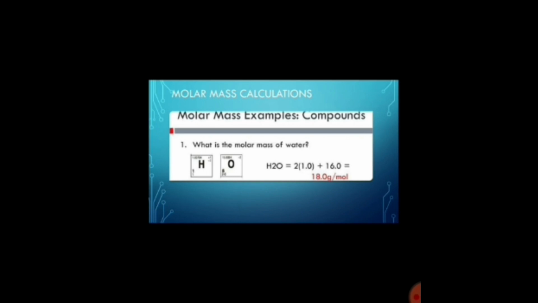This is one more example. Molar mass of water molecule. How do we calculate the molar mass of water molecule? You know that this is a triatomic molecule. You have learnt already. There are 2 hydrogen atoms and 1 oxygen atom. What is the molar mass of hydrogen? 1. So 2 into 1 is 2. And what is the molar mass of oxygen? That is 16. So 2 plus 16 is equal to 18. So this is the molar mass of water molecule.